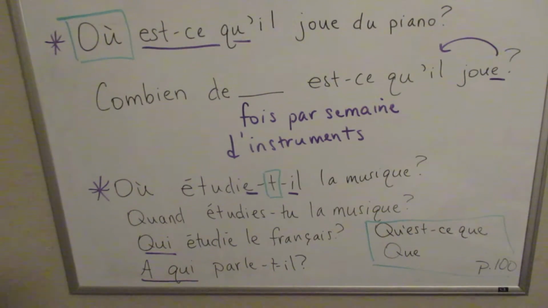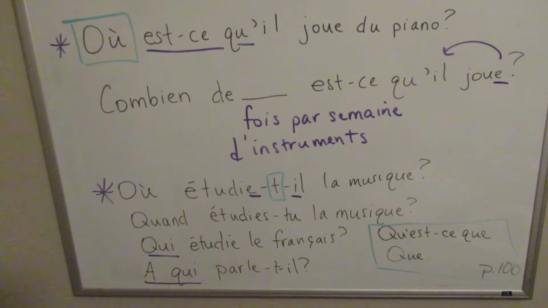Bonjour! I wanted to do another video about our mots interrogatifs that you will find in your book on pages 98, 99, and 100. So again, this is all about asking questions and using question words. We're going to focus mainly on two parts: est-ce que, and inversion. And that simply means changing the order of the verb and the subject.